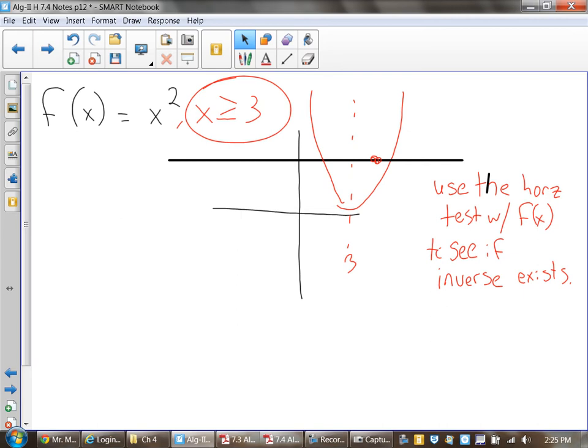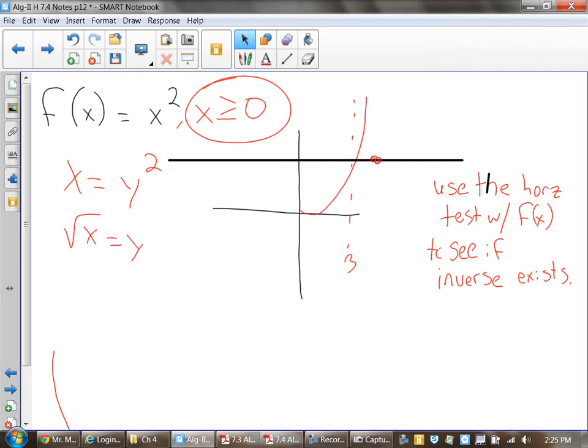Because here, if I go to solve for my inverse, again, this is y equals x squared. I'm looking at all positive values of x. I exchange the x and y, so I say x is equal to y squared. How do you get y by itself? You square root it. And just like Andrew was saying, the square root of x was y, and then the curve looked like this.